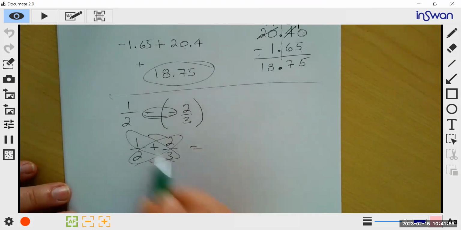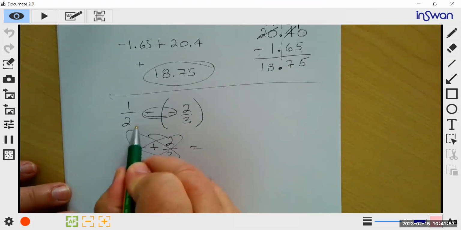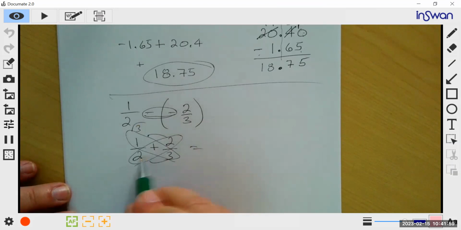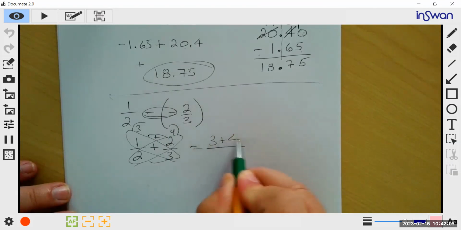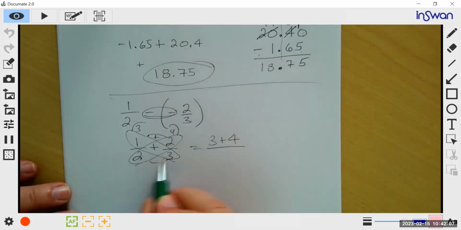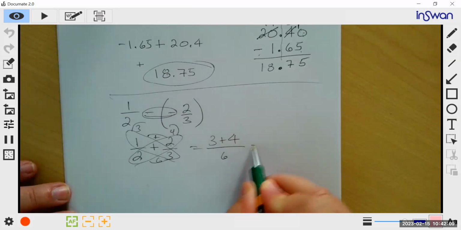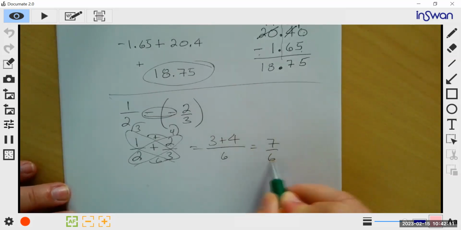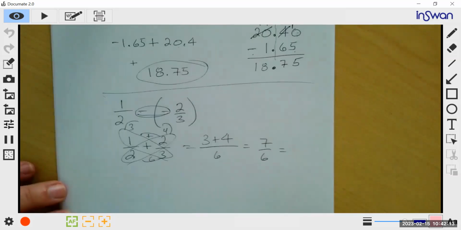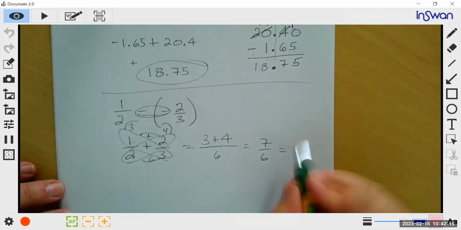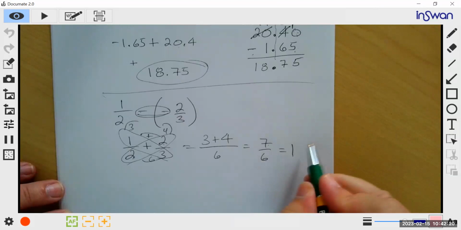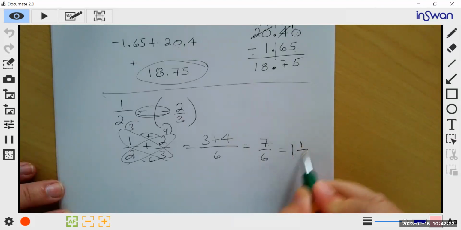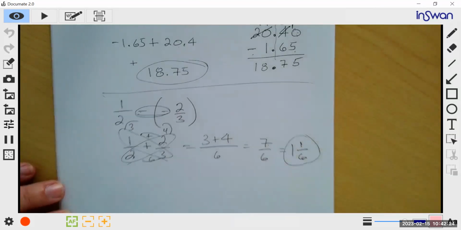One times 3 is 3. 2 times 2 is 4. And 2 times 3 is 6. So the final answer becomes... 6 goes into 7 one time with how many left over? 1. And there's your answer.